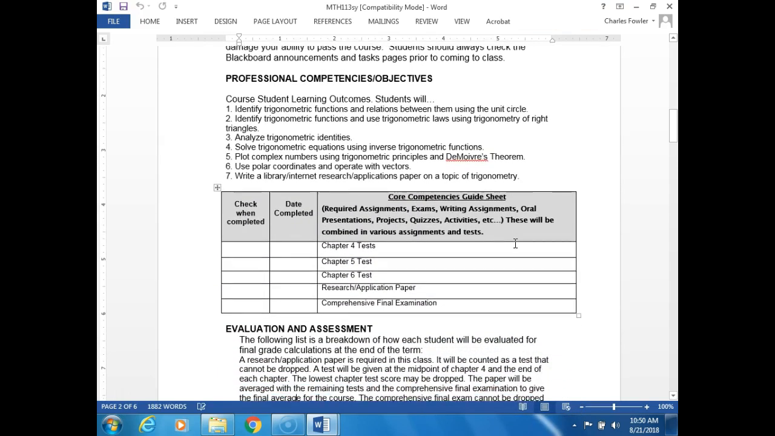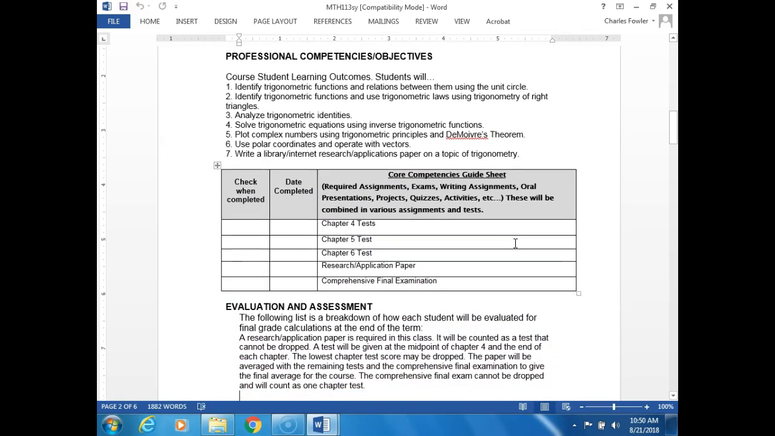Now, they used to call these student learning outcomes. Now they've changed it to professional competency objectives. It's just like it was a junior high, now it's a middle school. Well, it was a middle school, now it's a junior high. Well, it was a junior high, now it's a middle school. They just changed names to make it sound like they've done something.